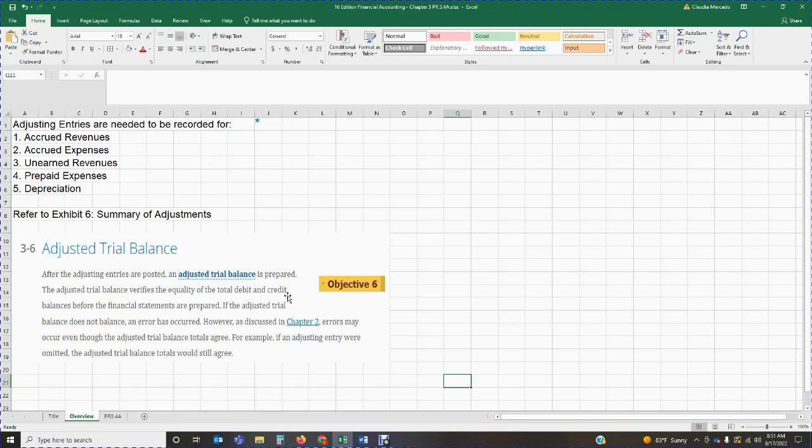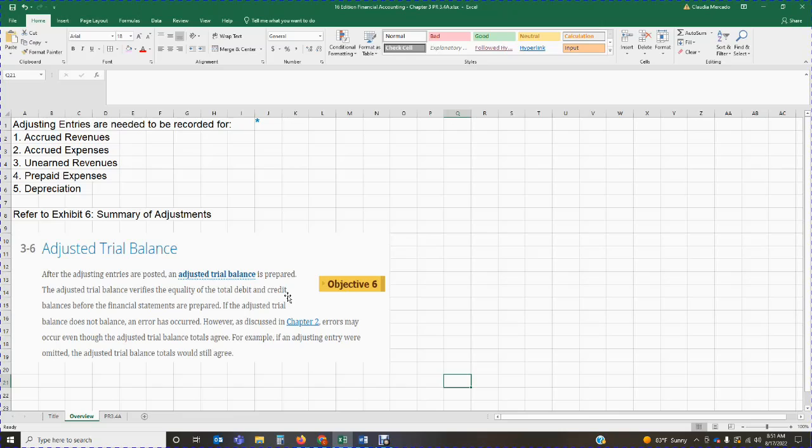and how to prepare these adjusting entries. After the adjusting entries have been posted, we prepare an adjusted trial balance, which is basically your trial balance after all of the end of month adjusting entries were prepared. The adjusted trial balance verifies the equality of the total debits and credits before the financial statements are prepared. So if the adjusted trial balance does not balance, of course we know an error has occurred. We have to go back, figure out what happened, and make the correction.